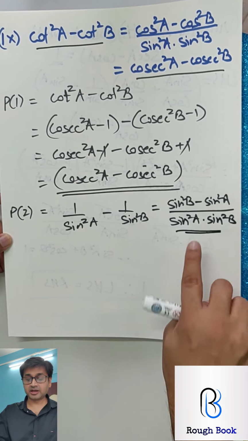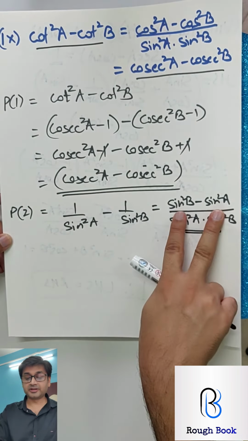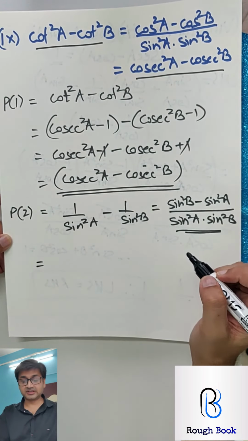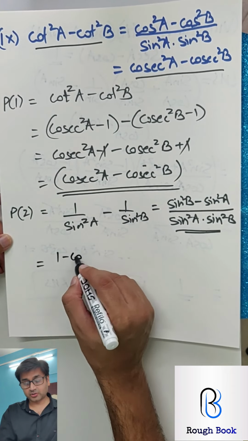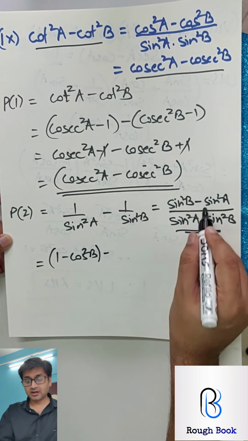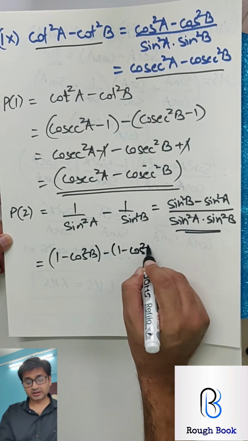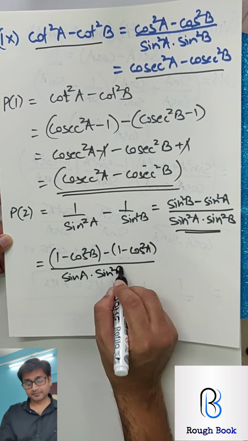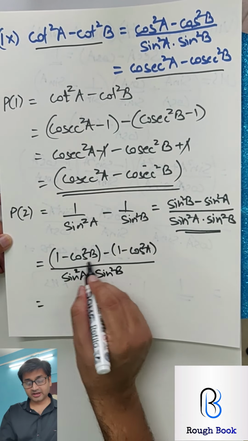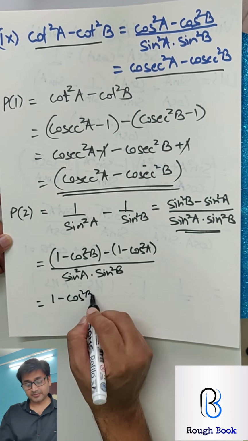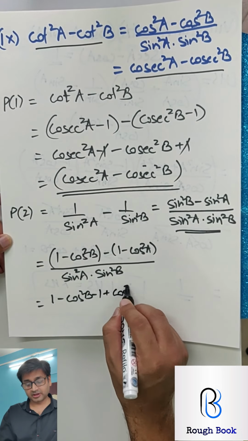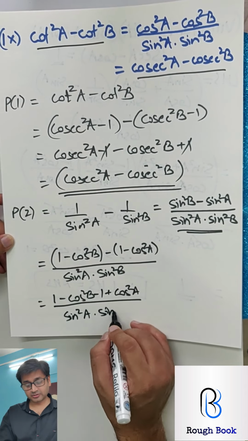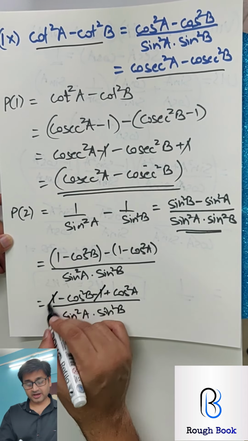So I at least managed to get the denominator. Numerator, they don't want sine. What they want is cos. So you know what to do. So just convert this sine square as 1 minus cos square in one bracket, minus 1 minus cos square in another bracket, upon sin A into sin B, both squares. Finally opening, 1 minus cos square B minus 1 plus cos square A upon sin square A into sin square B. So this plus minus goes.